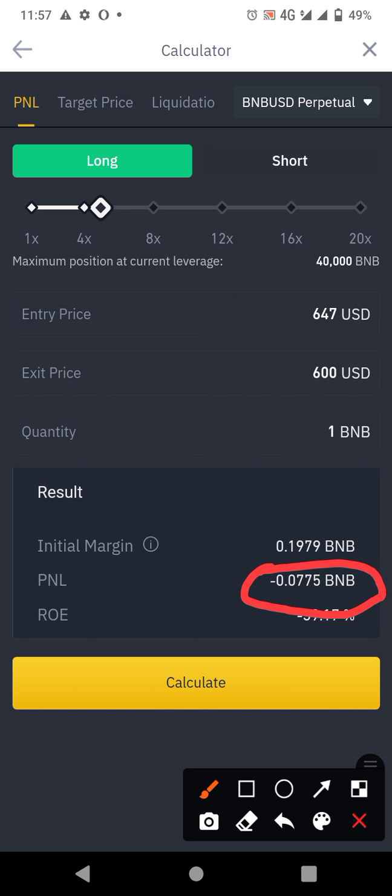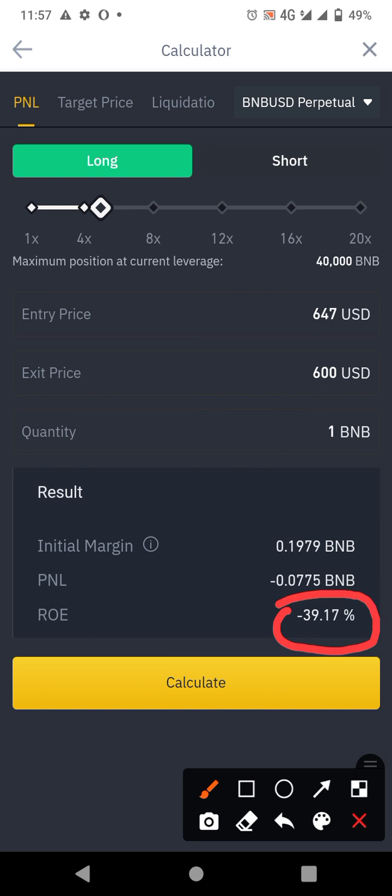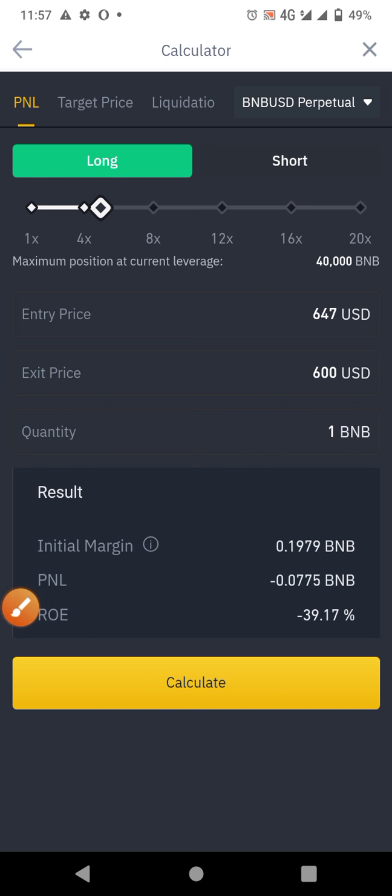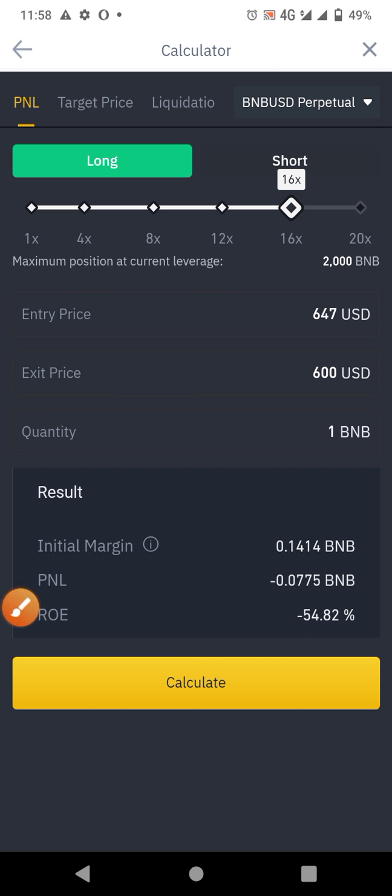I must have lost 0.0775 BNB, and my loss will be 39%, provided I use 5 leverage. Please, are you getting me? So if I increase the leverage to around 8, you can see it is different. If I increase the leverage to around 16, calculate it. Please take note of this. I just increased the leverage to 16. So my loss will be greater if I use greater leverage.